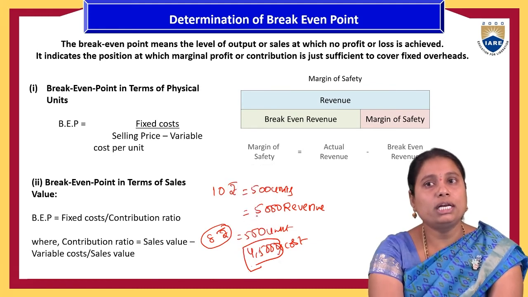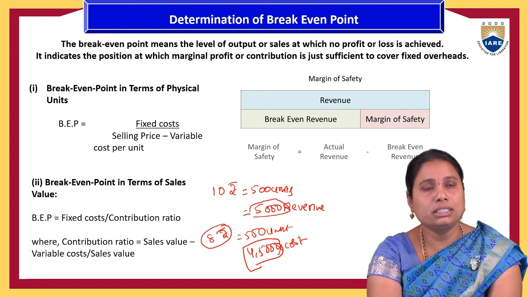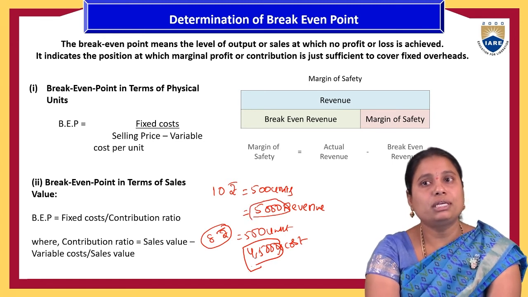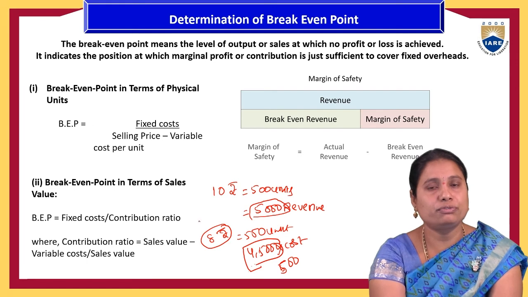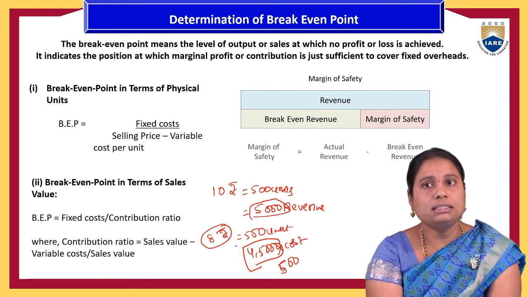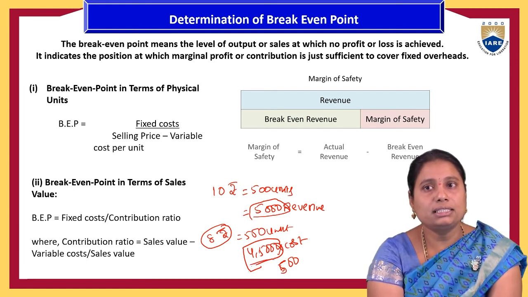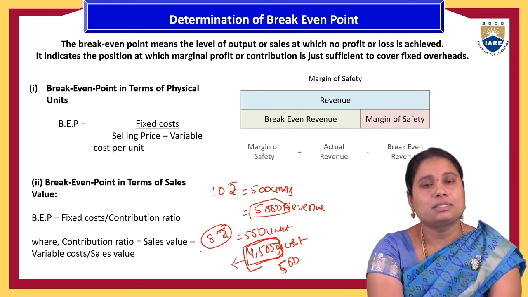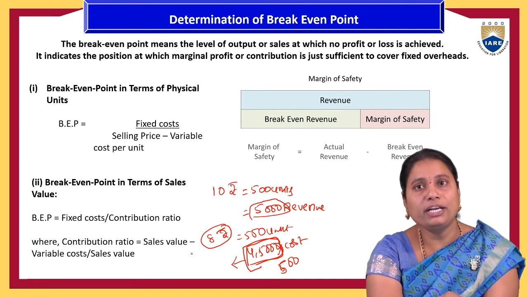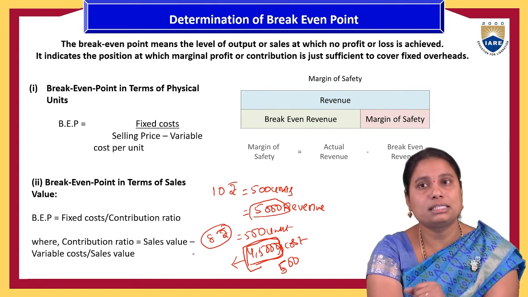4,500, and the total revenue generated by the organization is 5,000. So the difference between the 4,500 and 5,000 is 500 rupees, which is called the margin of safety. And this 4,500 is in terms of the amount; that is called the break-even point in terms of the sales.